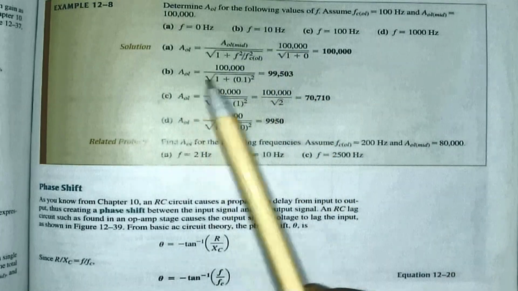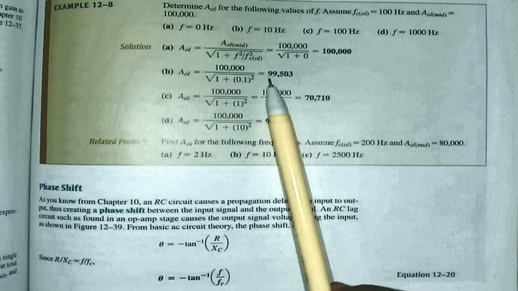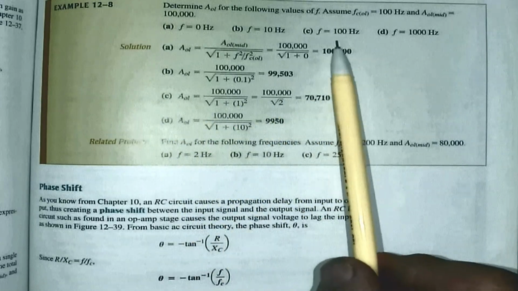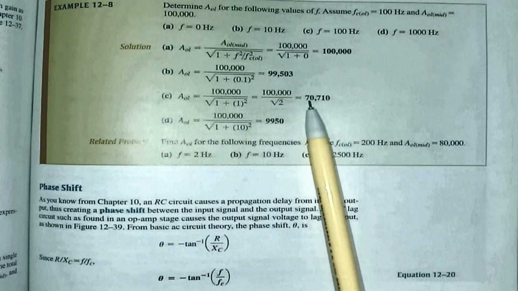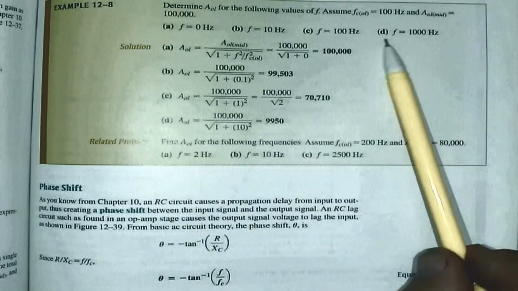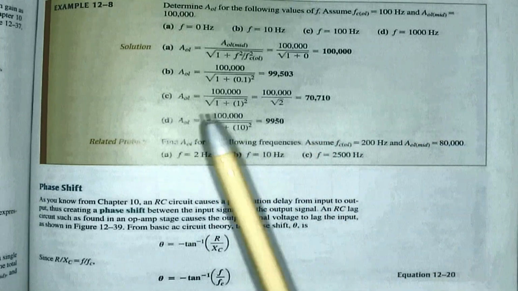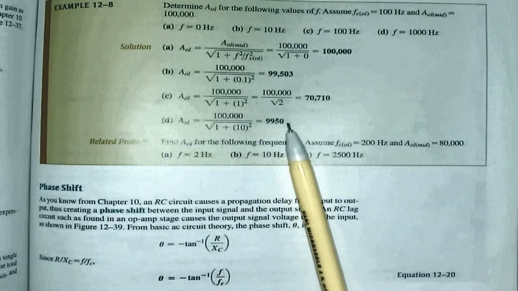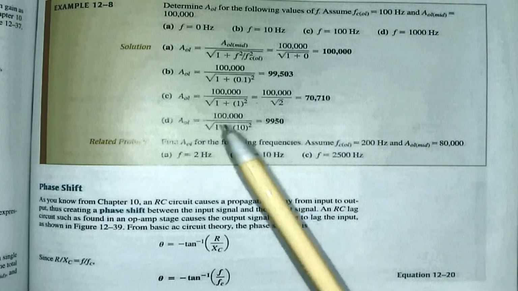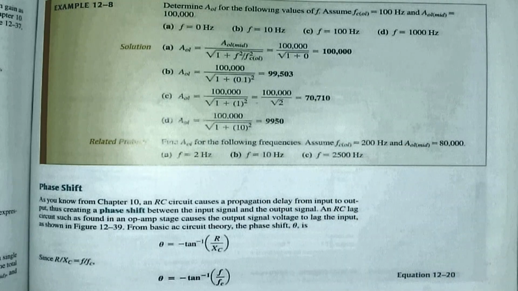That means my open loop gain is still going to stay 100,000. Then we go to 10 Hz, then it decreased to 99,503. Then I go to 100 Hz, then it decreased to 70,710. And then when you go to 1,000 Hz, it decreased to 9,950. You can see what happens as the frequency increases, my open loop gain decreases.